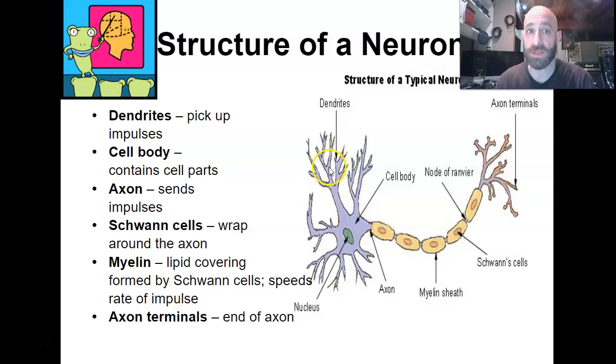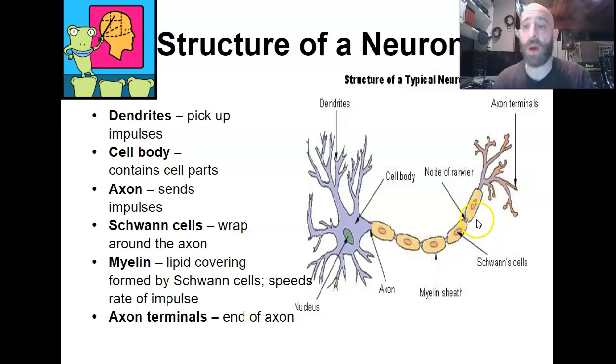We have the dendrites, which is information coming into the cell. So think of those as the receiving end. And then we have the axon, which is an extension coming off of the cell body, which is going to be sending. So that's going to be the sending part of the neuron. And this is going to send information to some other part of the body. It might be another neuron, it might be a muscle, it might be a gland, but it's going somewhere.